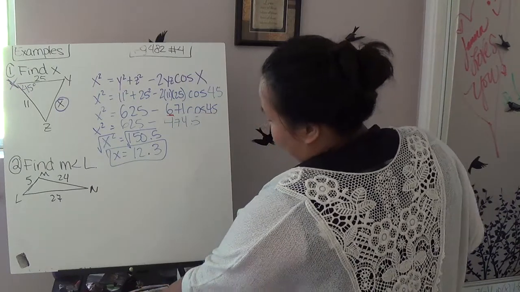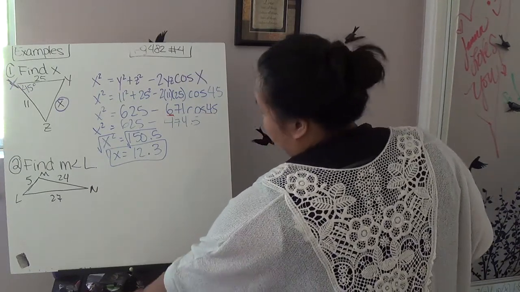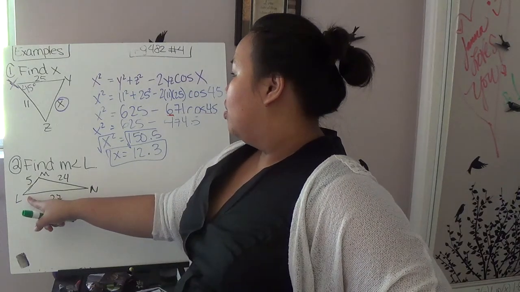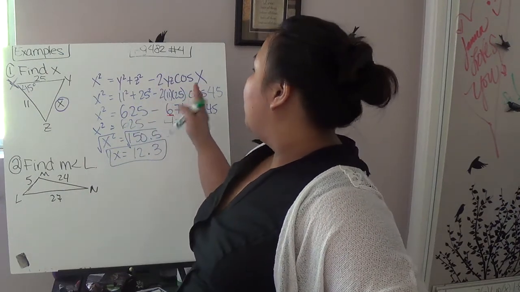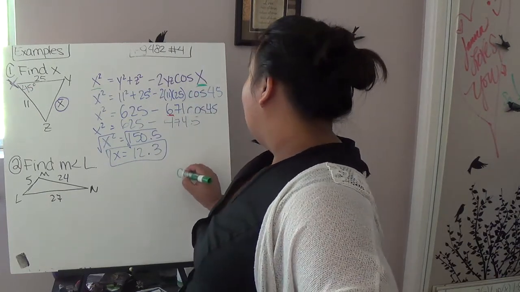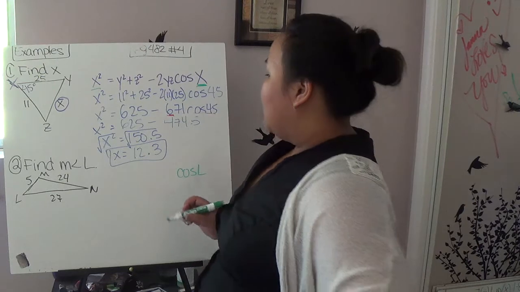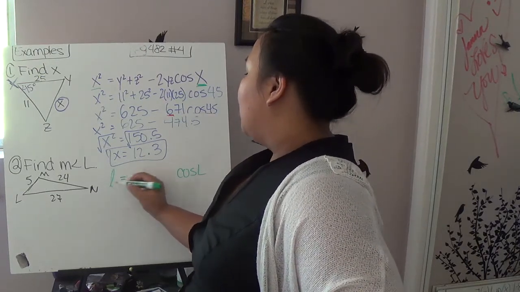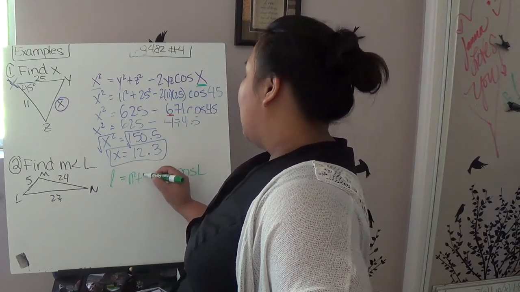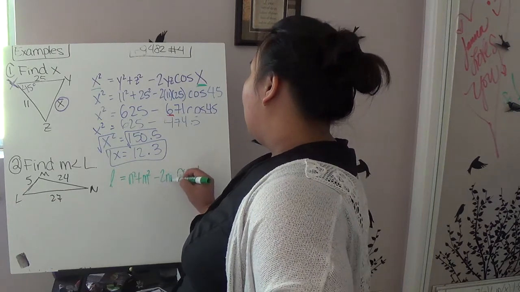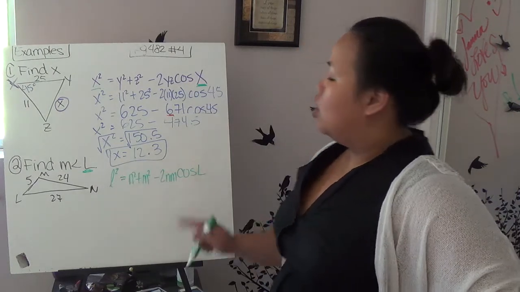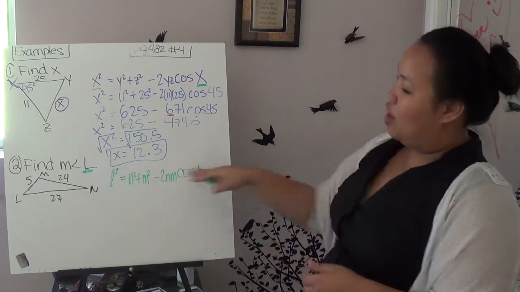So let's try the next one. In this case, they want us to find angle L. Okay? So the way you want to set up the equation is either according to the angle or to the side. So if I'm using angle L, if I'm going to use cos of L, I need to use side of little l and then fill everything else in. So n squared plus m squared minus 2nm cos L. That makes sense? They want us to find angle L, so the side I have to use is L squared, this one. And then I fill everything else in.